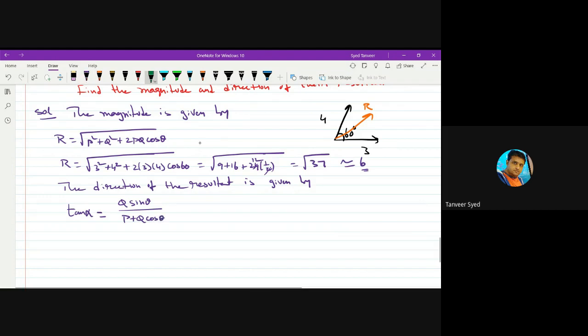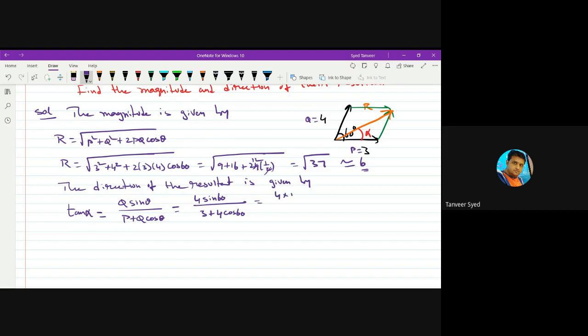If you complete this parallelogram, parallel to 3, parallel to 4, the resultant will be the diagonal of the parallelogram, and this resultant is making angle alpha. This angle alpha is given by this formula, q sine theta by p plus q cos theta. In place of p we have 3, in place of q we have 4. Theta is 60 degree. So q sine theta means 4 sine 60 divided by p plus q cos theta. P is 3 plus q is 4 cos 60.